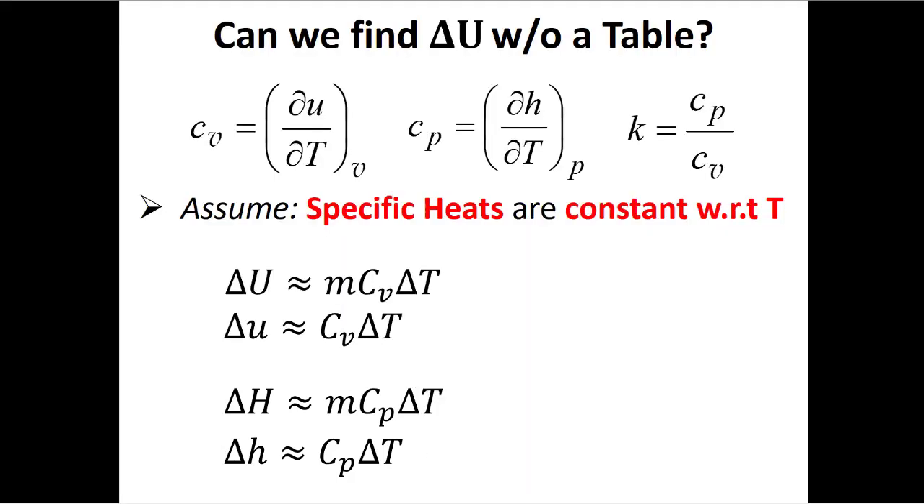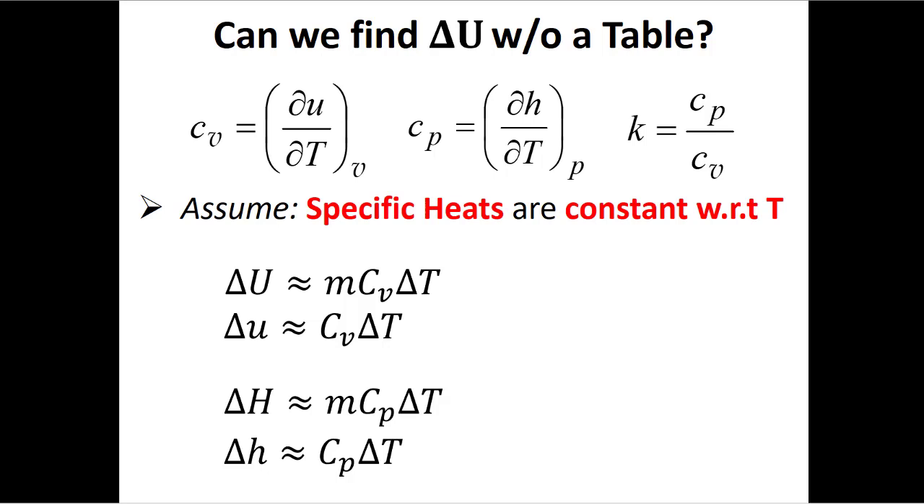Now it turns out that for subcooled liquids, Cv and Cp are very weak functions of temperature, so they don't change very much as long as we're still a liquid. Things do start to change a lot once we change phases, but as long as we still have a liquid, these approximations are pretty good.